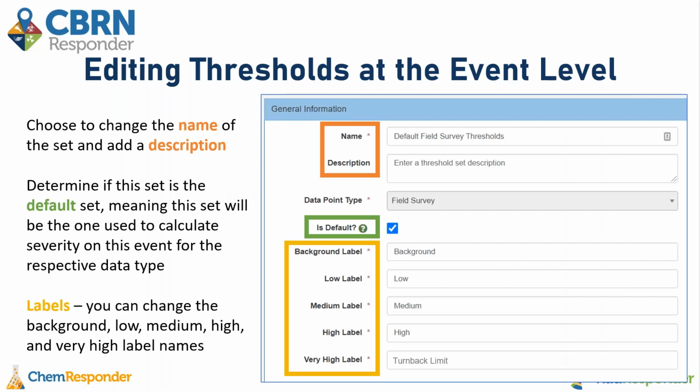This is the general information section, and you can choose to change the name of the set and add a description if you'd like. You'll need to determine if the set is the default set, meaning that this set will be the one used to calculate severity on this event only for the respective data type. And the labels, you can change the background, low, medium, high, and very high label names to meet your operating procedures. So for example, here I changed the very high label to turn back limit.